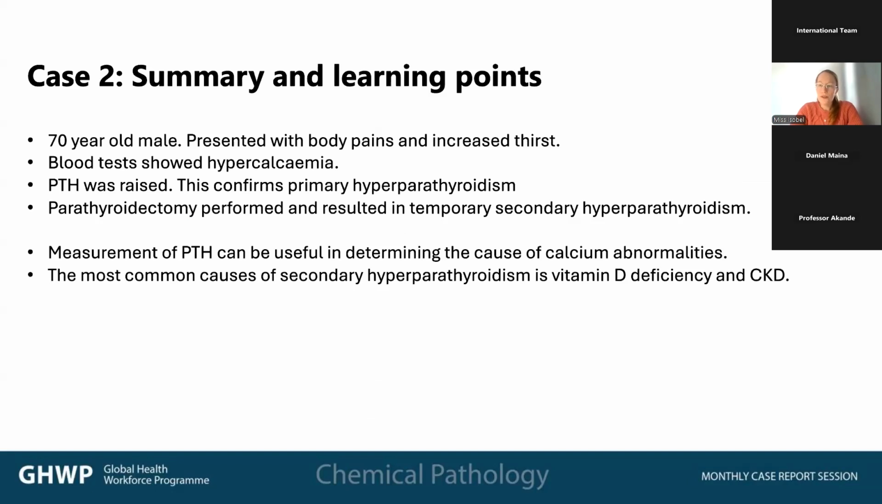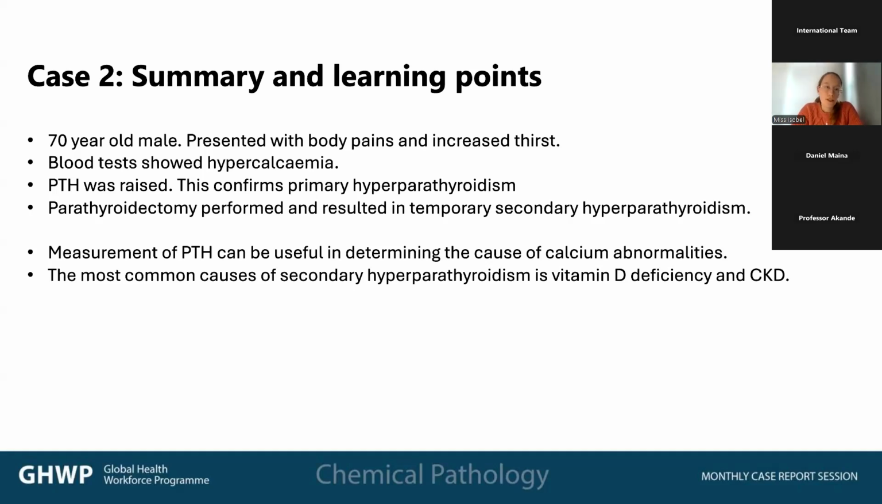So, case 2, summary and learning points. This was a 70-year-old male. He presented with body pains and increased thirst. The blood test showed that he had hypercalcemia. There's lots of different causes for hypercalcemia, and for this patient with a raised PTH, this confirmed that the cause of his hypercalcemia was primary hyperparathyroidism.